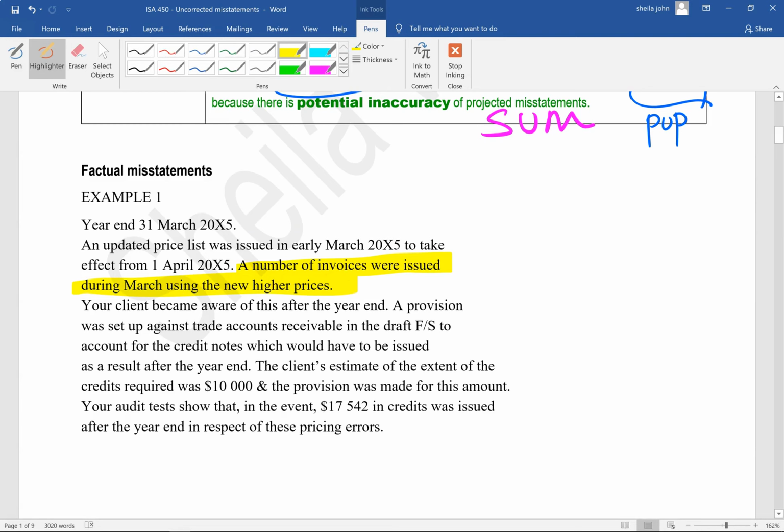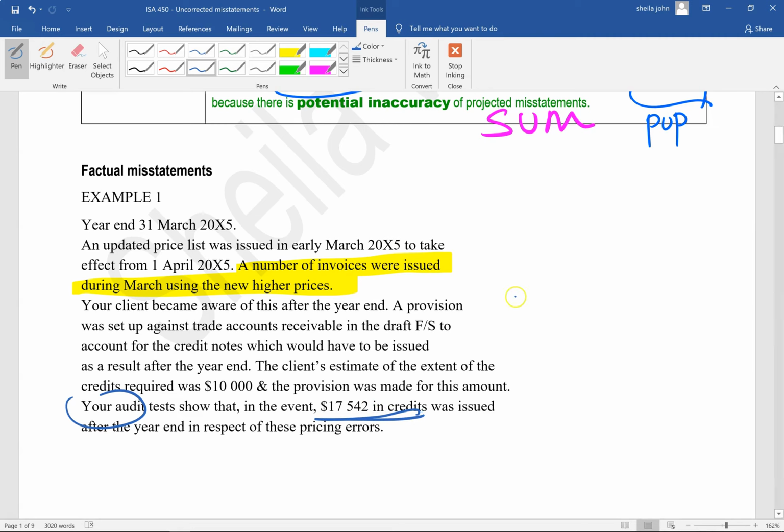Now, your client became aware of this after the year end, and a provision was set up against trade accounts receivable to account for the credit notes which would have to be issued as a result after the year end. The client estimated that the extent of the credits required was $10,000, and the provision was made for this amount. But when you did your audit test, you found out that $17,542 worth of credit notes was actually issued. So now you can see here that the figure is now understated by 7542.